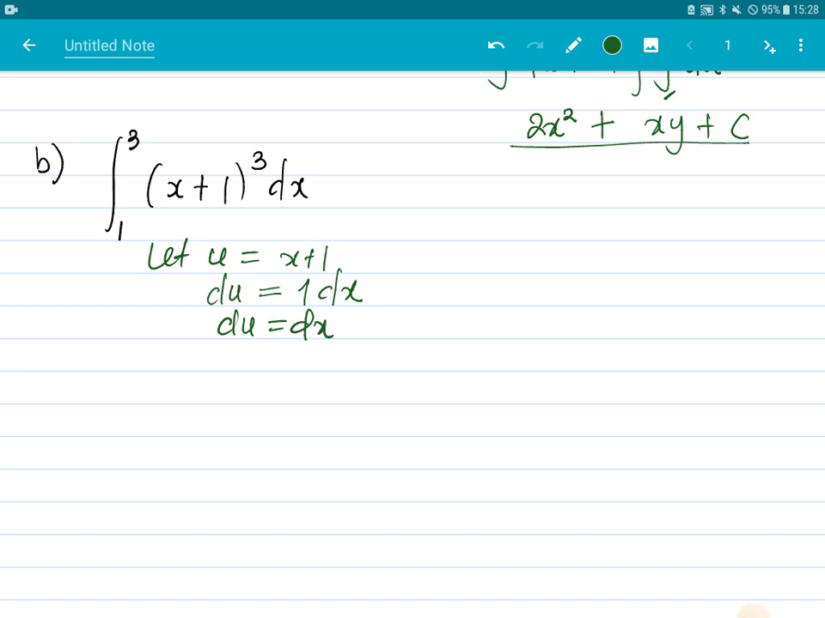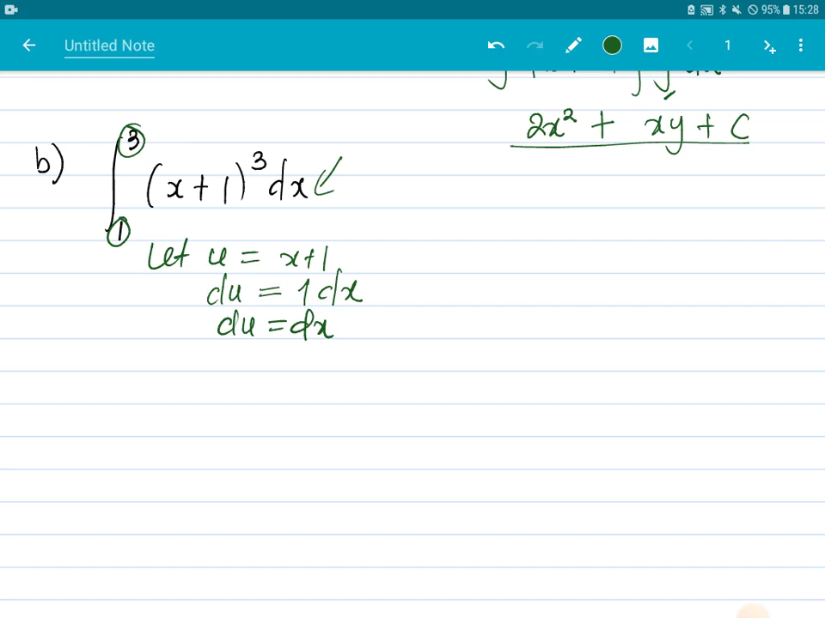Now, here's what you need to know. While there's dx, we need to start to make substitutions. Another thing: these limits will not remain the same. Since u is equal to x plus 1, we need to convert the limits.